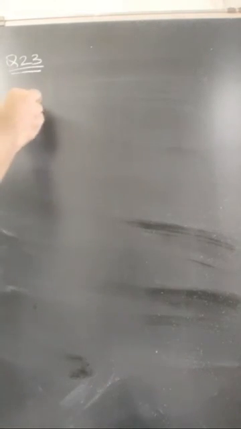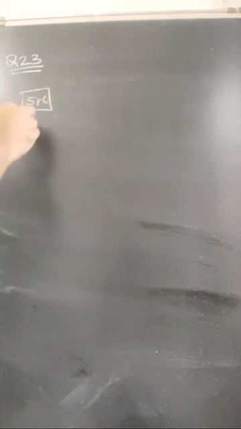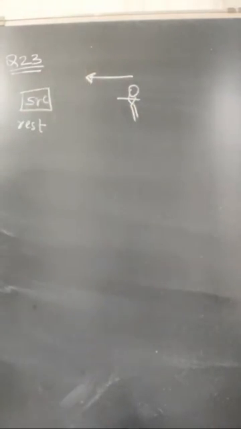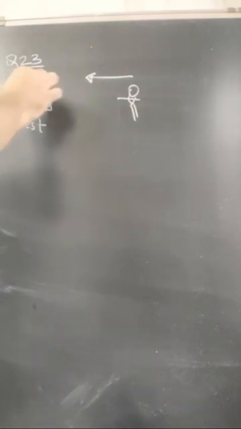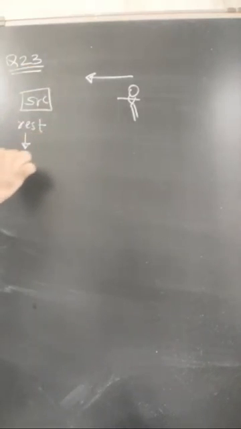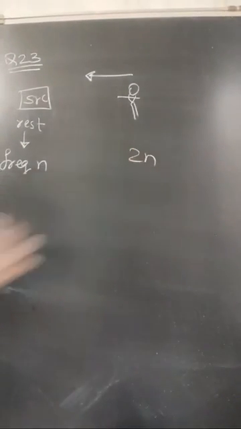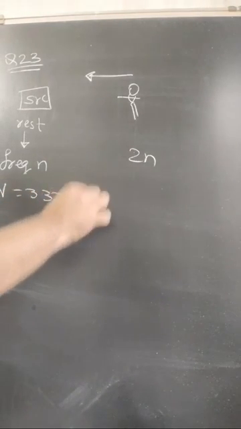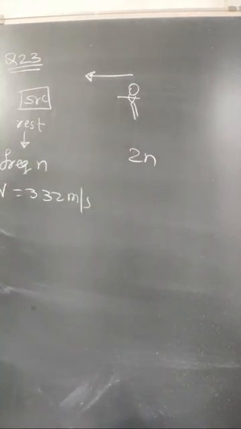An observer moves towards a stationary source of sound frequency n. So we have a source which is at rest. We have an observer which is moving towards the source. It is sounding a frequency n. The apparent frequency heard by him is 2n. Velocity of sound is 332 meters per second. Then the velocity of the observer is, this is a very easy question.